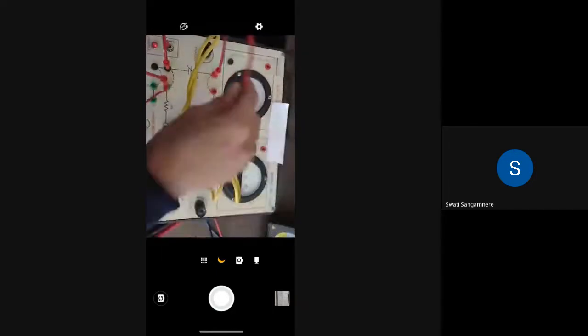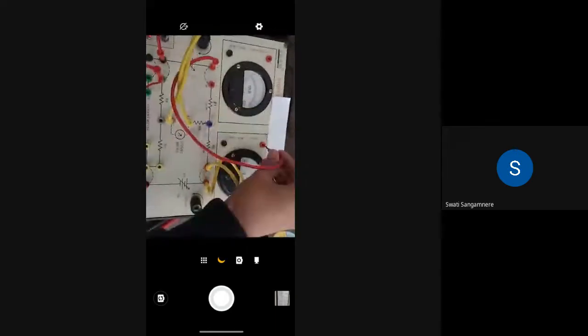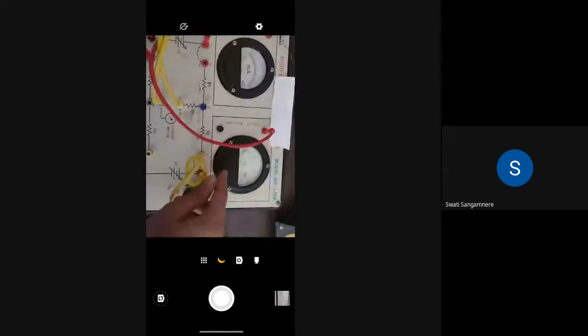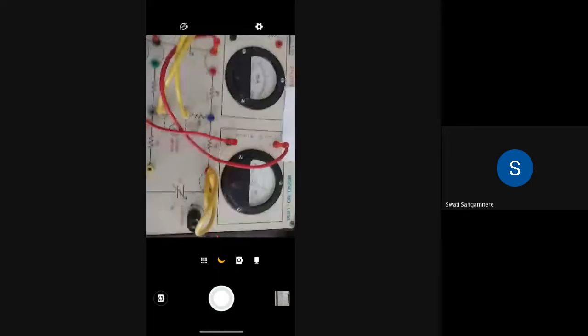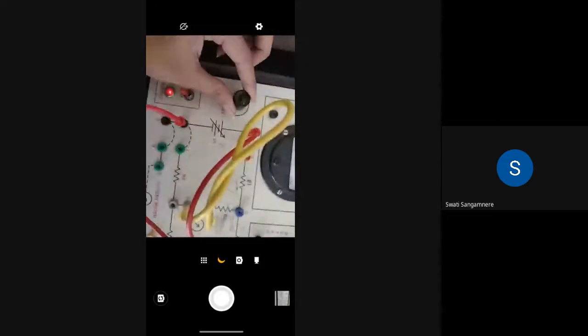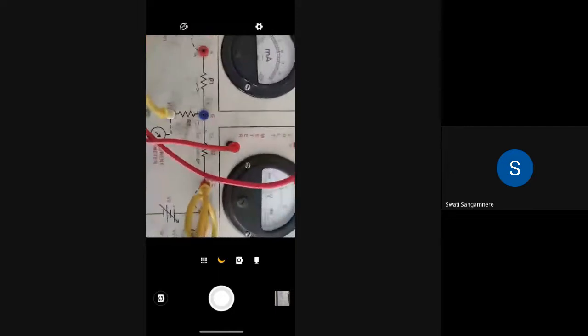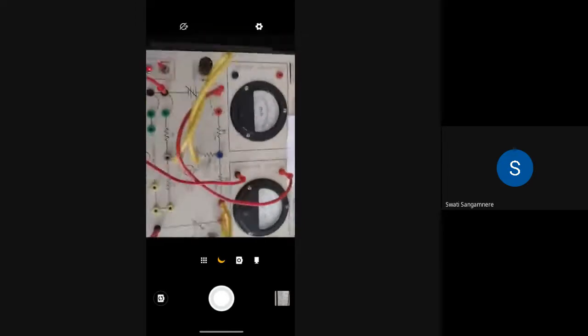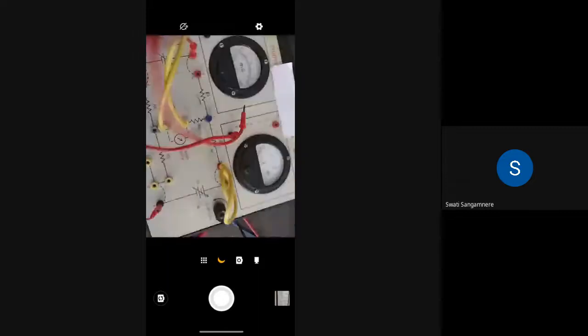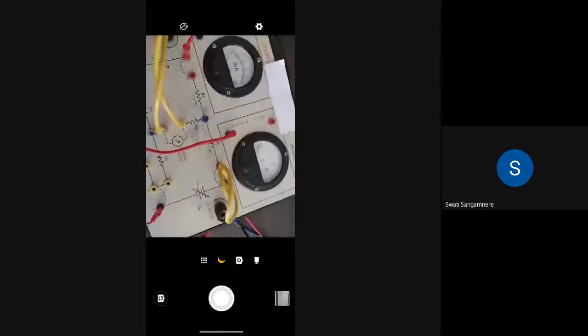The positive terminal of this V1 voltage source is connected to the positive terminal of this voltmeter, and the negative terminal of this voltage source is connected to the negative terminal of this voltmeter. With the help of the knob, we can adjust the voltage up to 5 volts. So we adjust the first voltage source up to 5 volts.